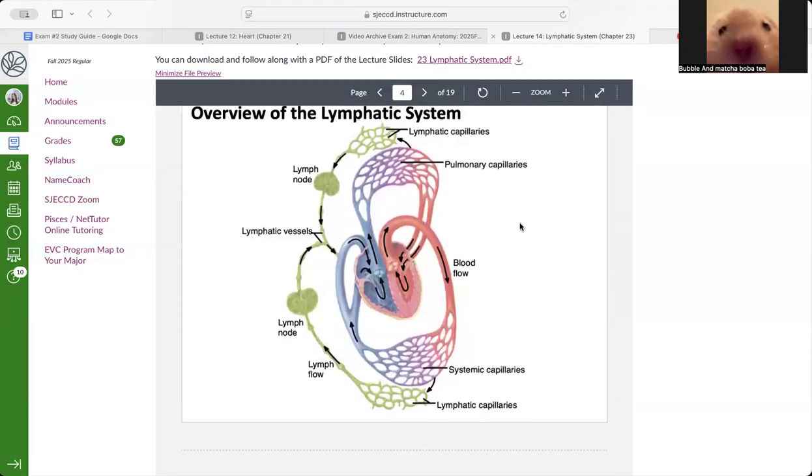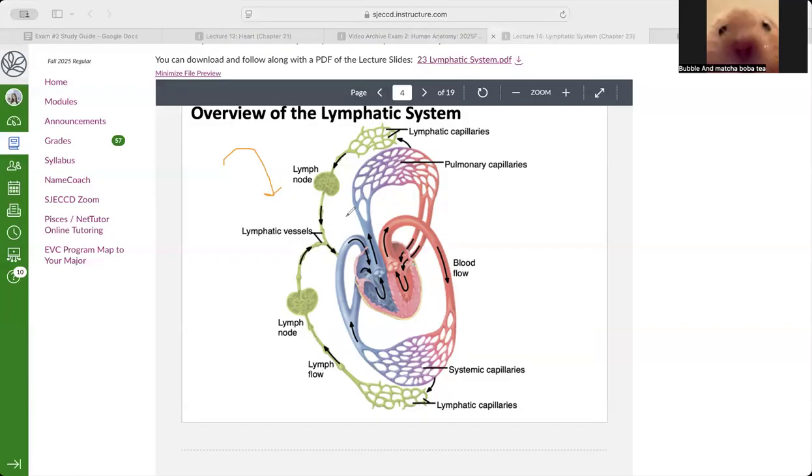So, the overview of the lymphatic system. The circulatory system, so the heart and blood, are all part of it. Let me draw it out. Here. So how it works is the blood leaves your heart through the aorta, right? And it travels to the tissues of your body and enters into the capillary beds.